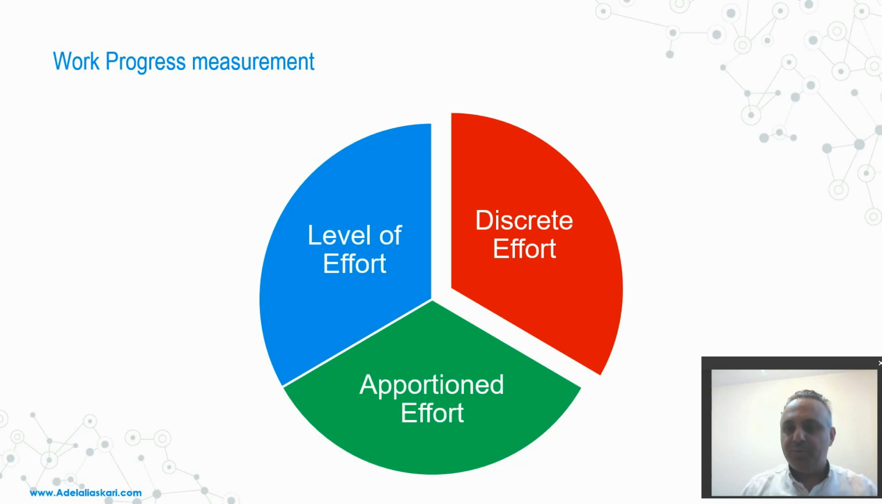Let me start with the apportioned effort and level of effort, and we will continue with the last one. The apportioned effort is used for work with a direct supportive relationship to discrete work. The value of the apportioned effort is determined based on the earned value of the reference base activity. For example, the quality assurance work package, the inspection work package, and the testing work package cannot be measured individually. They are related to another, discrete work package.